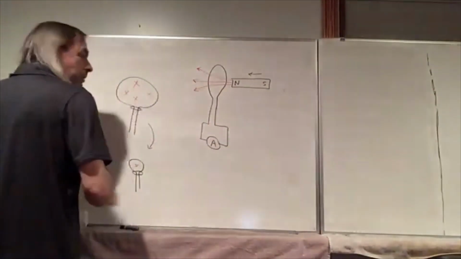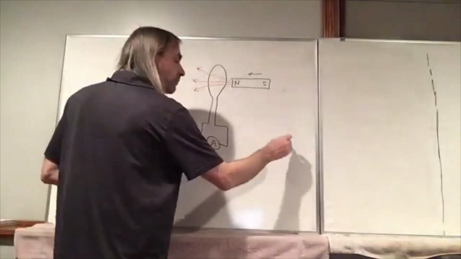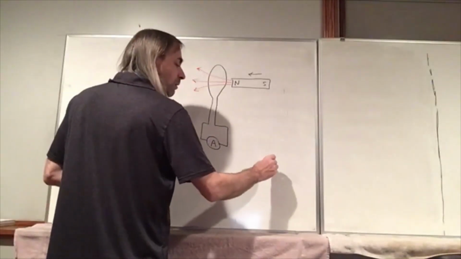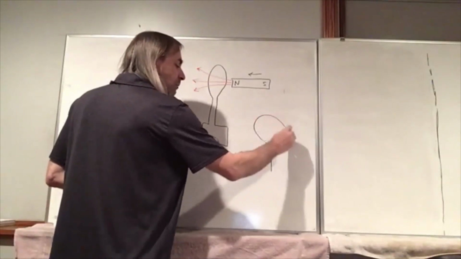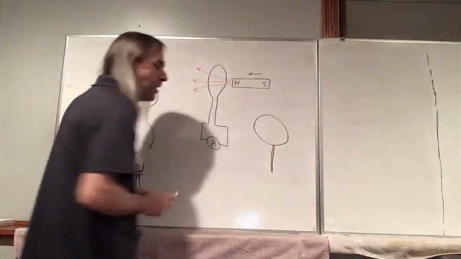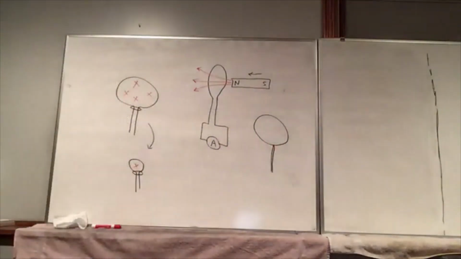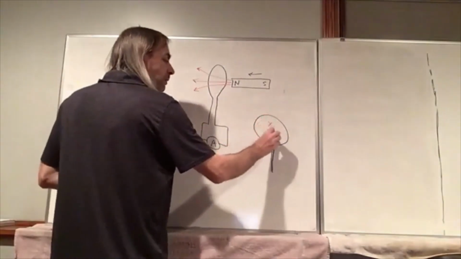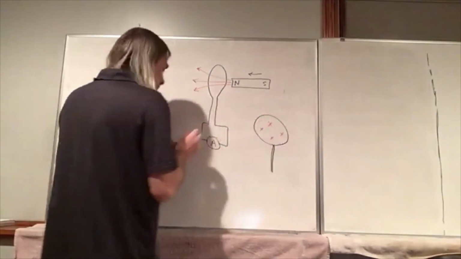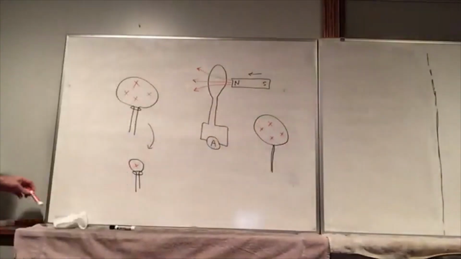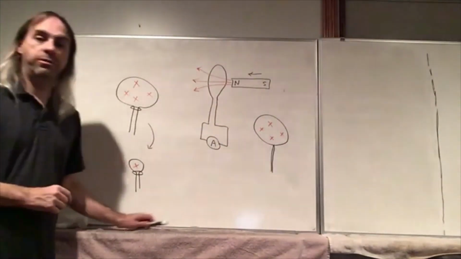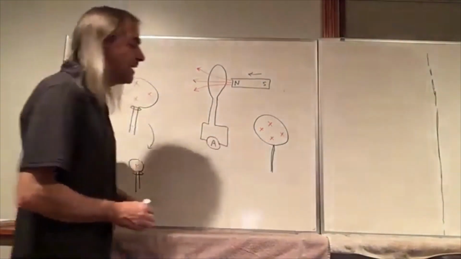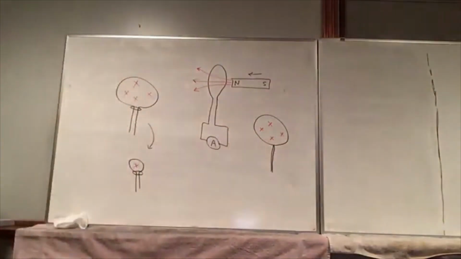So it's a situation where we've got a loop of wire. Let's say it's a pretty rigid thing. We're not going to change the shape of it this time. We have a constant magnetic field. And let's say that we rotate this loop. We will create a current in the loop in this case as well.